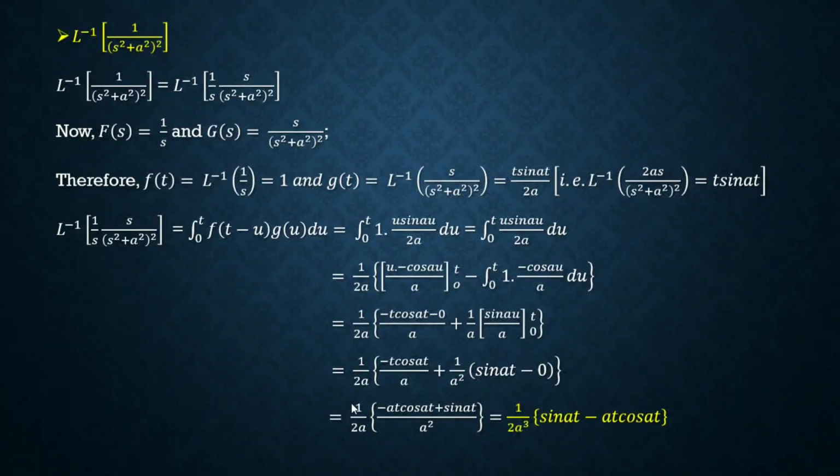Therefore 1 by 2a into minus, that is we'll make the denominator equal to a square. So just multiply the numerator also with a. So minus at cos at plus sin at by a square. Now we'll take this a square outside. It becomes equal to 1 by 2a cube into sin at minus at cos at. I hope it's clear.